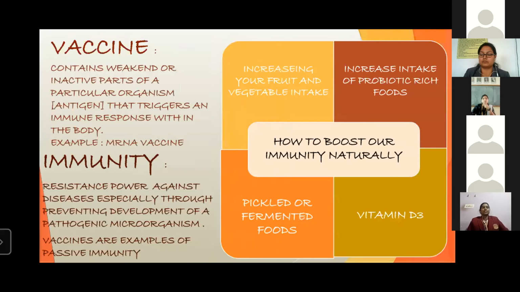Now comes vaccination. What does vaccination actually do? After vaccination, your muscle cells begin making S protein pieces and displaying them on the cell surfaces. This causes your body to create antibodies. If you later become infected by the COVID-19 virus, these antibodies will fight against it. Some of the methods by which we can boost our immunity naturally are increasing fruit and vegetable intake, probiotic-rich food, pickled or fermented food, and vitamin D3.